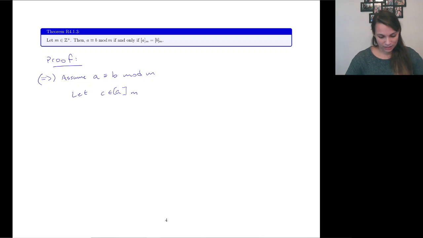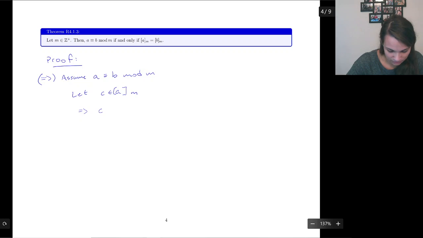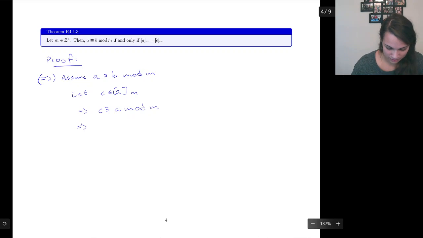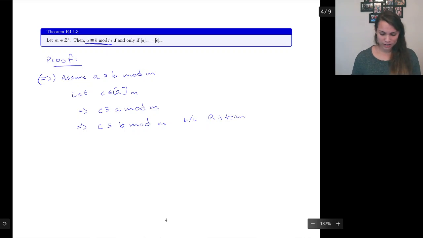There we go. By definition, we know that C is then going to have the form A mod M, or it's going to be congruent to that. And now here's the part where I said you want to remind yourself that R is an equivalence relation. We know that R is transitive, which means we could move this over to B mod M. So we have A is congruent to B mod M, C is congruent to A mod M. Therefore, by transitivity of R, we get that C is going to be congruent to B mod M.